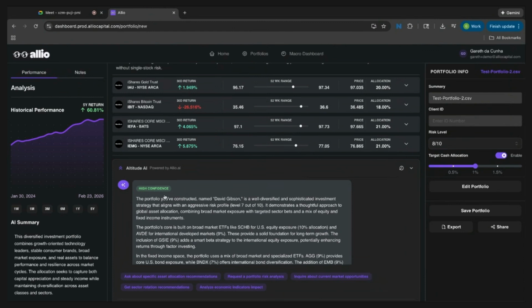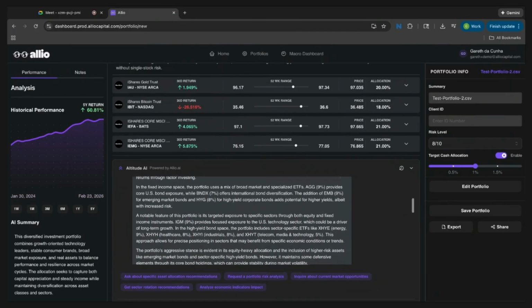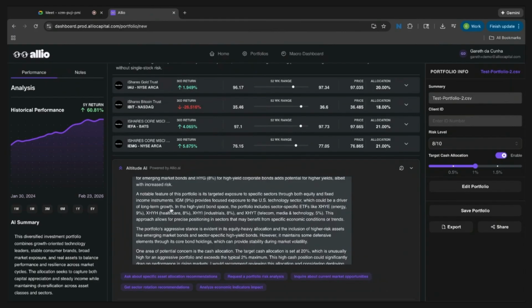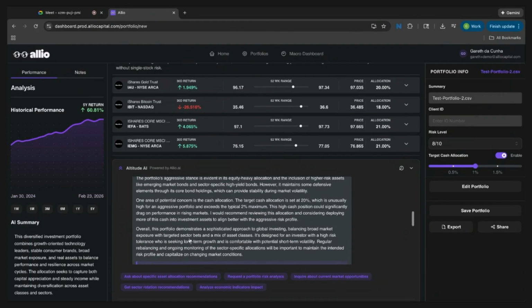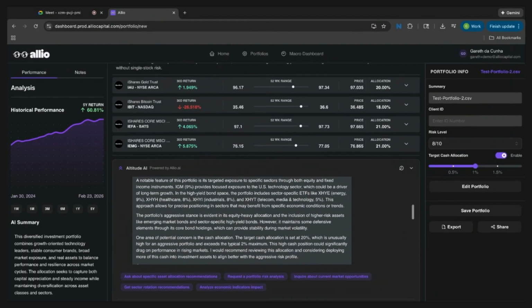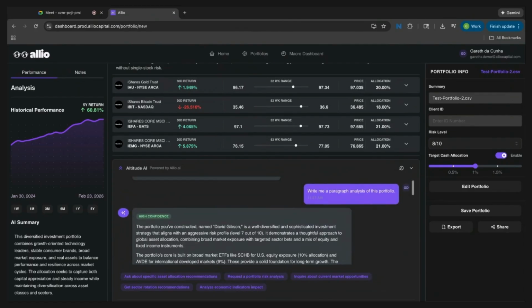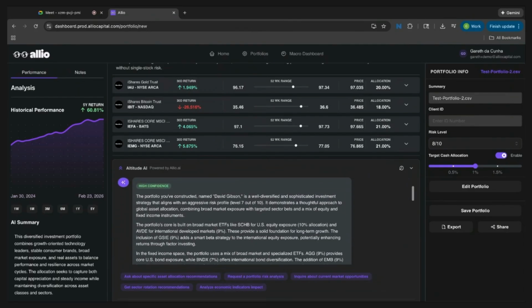So that high confidence document indicator right there will tell you immediately how much time you do or don't have to spend going through this kind of insight with a fine tooth comb. You can see it's bringing out notable features in the portfolio, discusses the aggression, et cetera. So this will give you some good nuggets to share with your clients and educate yourself on a portfolio that's built by your model managers.